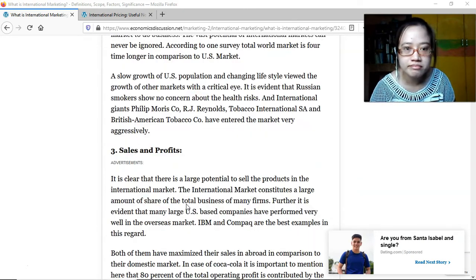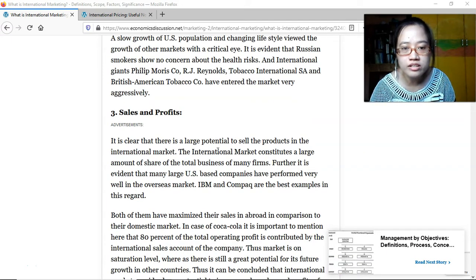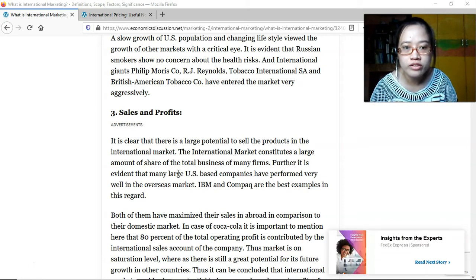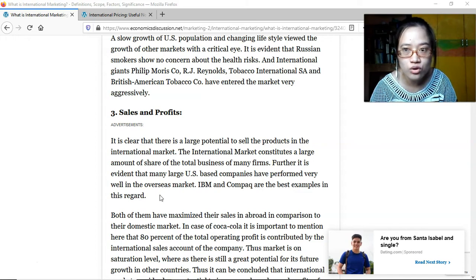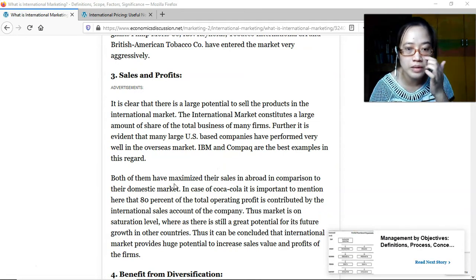Okay. Growth. Next, we have sales and profits. It is clear that there is a large potential to sell the products in the international market. It constitutes a large share of the total business of many firms. Further, it is evident that many large US-based companies have performed very well in the overseas market. IBM and Compaq are the best examples in this regard. Both of them have maximized their sales abroad in comparison to their domestic market.